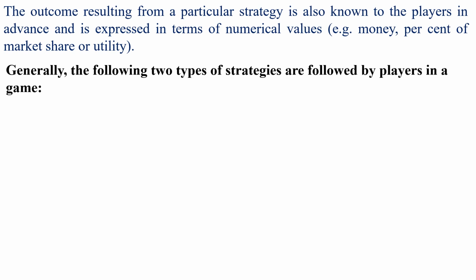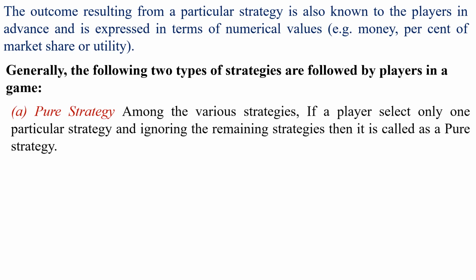In general, the following two types of strategies are followed by a player in a game. The first one is the pure strategy. Among the various strategies, if a player selects only one particular strategy and ignores the remaining strategies, then it is called a pure strategy.